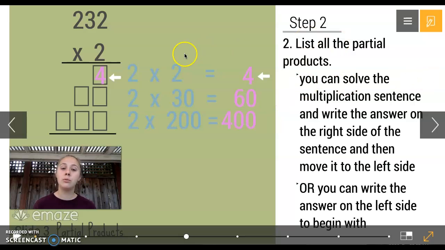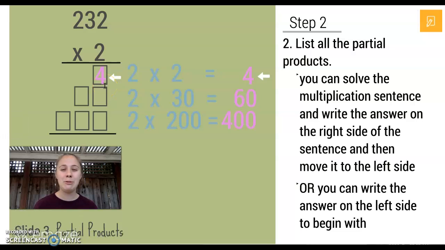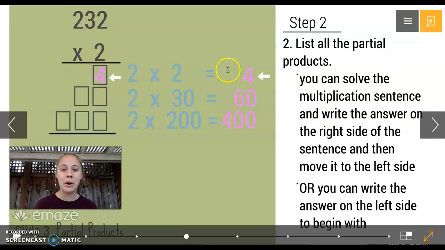Or you can write them equaling on the left side, which is not the way you usually do it. I just know some of you might want to skip that step of copying the answer, because if you put this equal sign and a 4, then you're later going to move the 4 to this box right here.